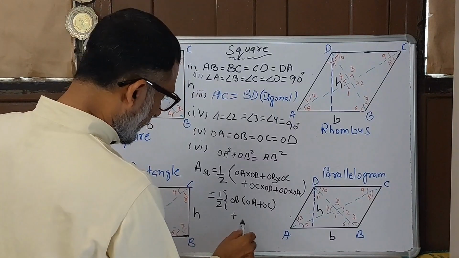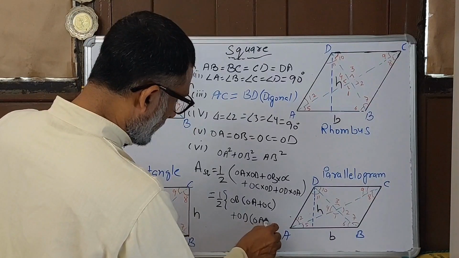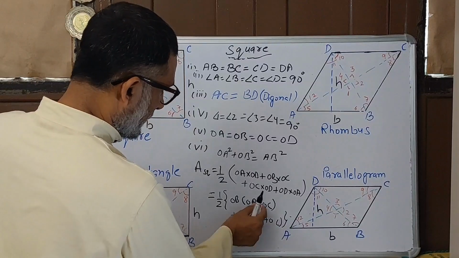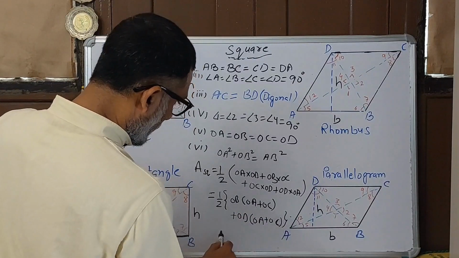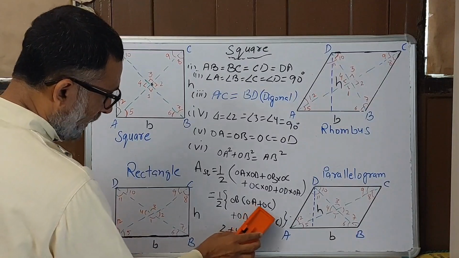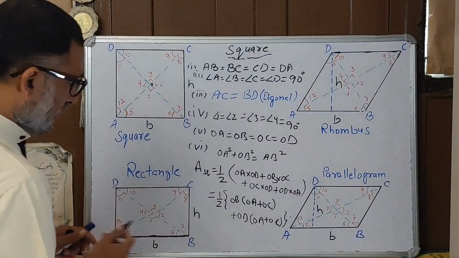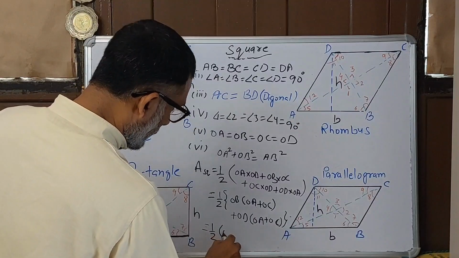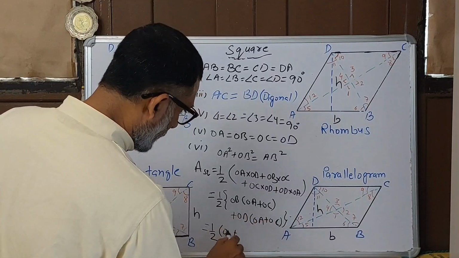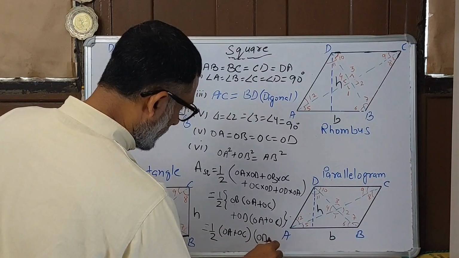And what do we get here also when we take OD as common? Then we get OA plus OC also. Writing OC plus OA or OA plus OC makes no change, because in addition, 2 plus 4 or 4 plus 2 is the same. So we take OA plus OC common again. What remains here? OB plus OD.